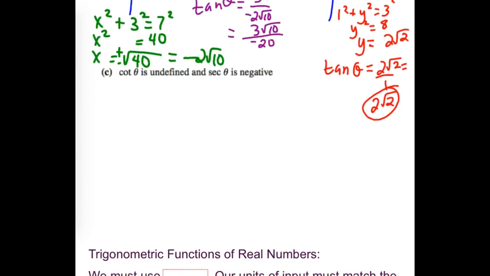Third example. This time we are told the cotangent is undefined and the secant is negative. The cotangent is undefined. What does that tell us? It's going to be on an axis, right? Because that's where we land on running into trouble with having 0 for a side length. All right. If cosine is undefined, then, cotangent, then tangent would be what?